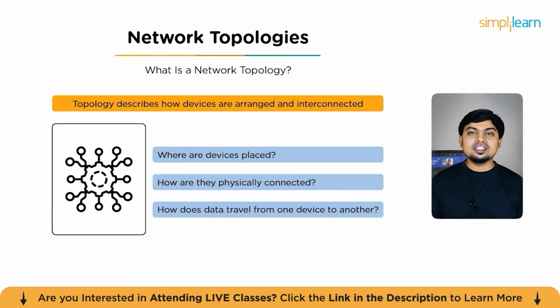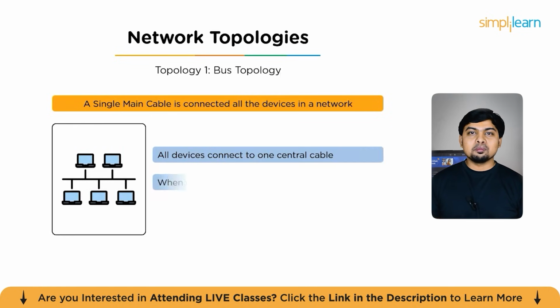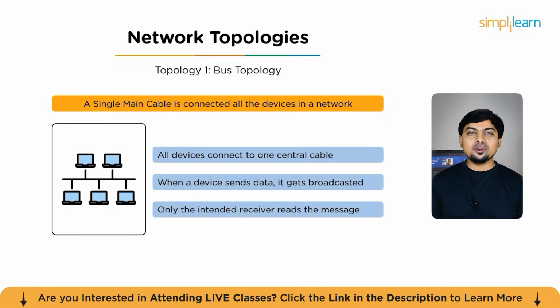Now, let's start with the types of topologies. First, we have the bus topology. Imagine a single main road running through a town, and every house opens directly onto this road. That's the bus topology. How does it work? All the devices connect to one central cable known as the bus or backbone. When a device sends data, it gets broadcast to every device on the line. Only the intended receiver reads the message and the others ignore it.